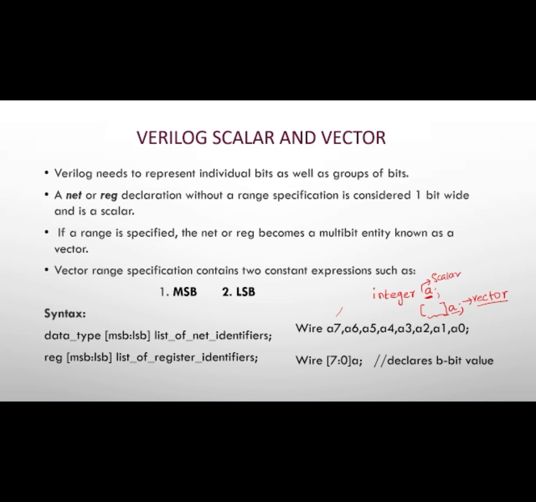Verilog needs to represent individual bits. Whenever there is an individual bit representation, that is considered a scalar. If it is multi-bit, that means you are giving some width for that particular variable, then it is called multi-bit, and that multi-bit representation is called a vector.